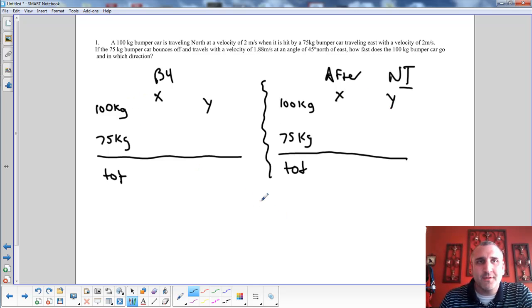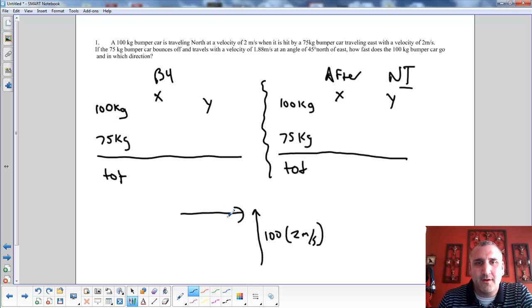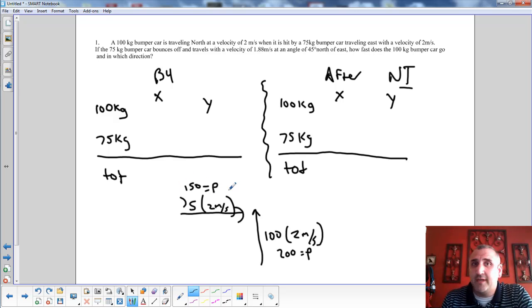So let's draw this out. I guess that's a good way to do it. The 100 kilogram bumper car is traveling north. Boom. 100, and its velocity is 2 meters per second. And it is hit by another bumper car that is 75 kilograms, traveling 2 meters per second to the east. Okay? So I've got one going this way and one going that way. The 100 kilogram, 100 times 2 is 200. That's its momentum. 75 times 2 is 150. That's its momentum. And to start out with, we should say who's going in the x dimension, who's going in the y dimension.